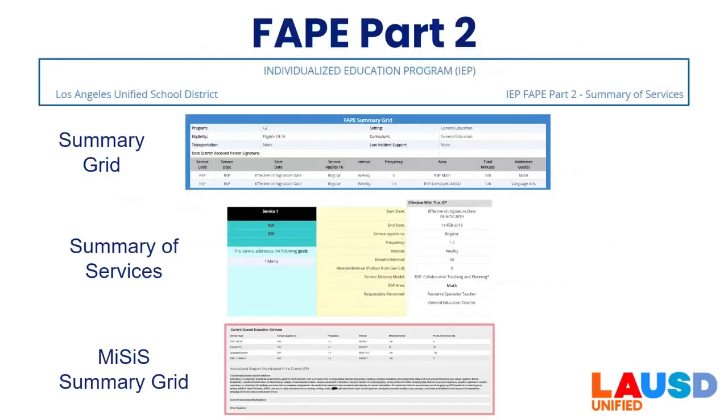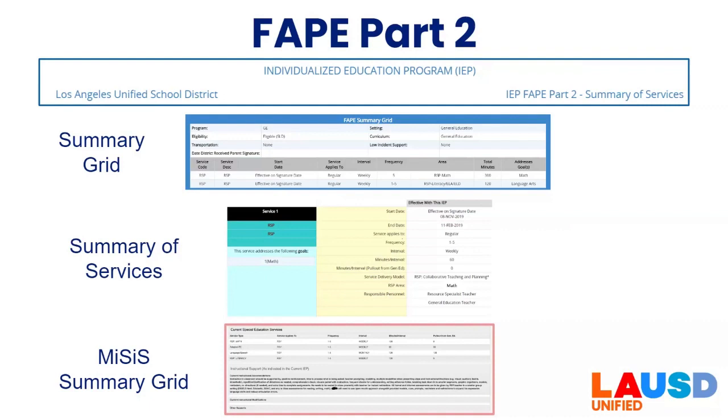To find out what services your student will be receiving, locate the section of the IEP labeled FAPE Part 2, Summary of Services in the IEP document. The services are presented in two different ways, the summary grid and the summary of services page. The summary grid shows the service, interval, and frequency, total number of minutes, and what goals are being addressed.